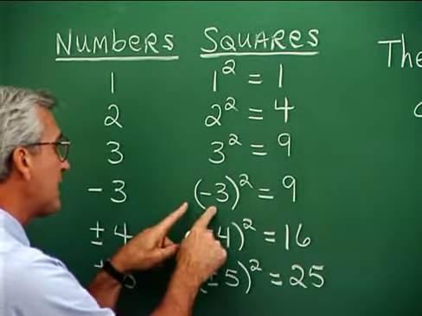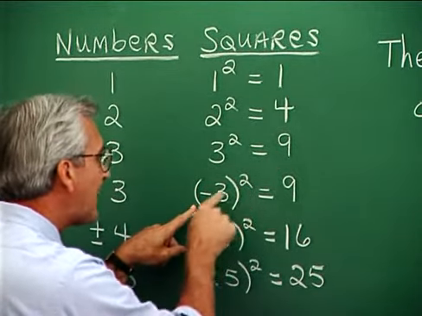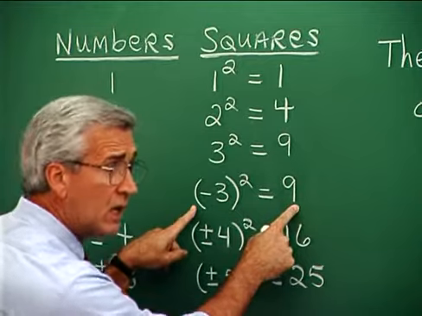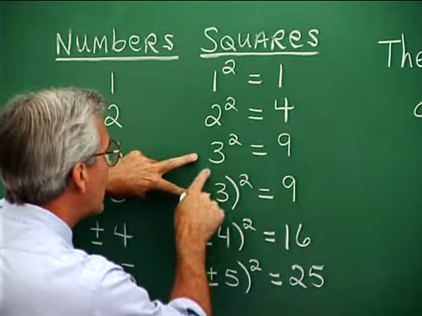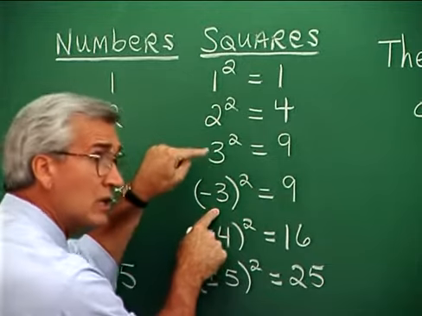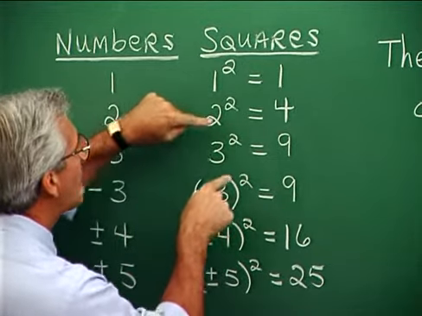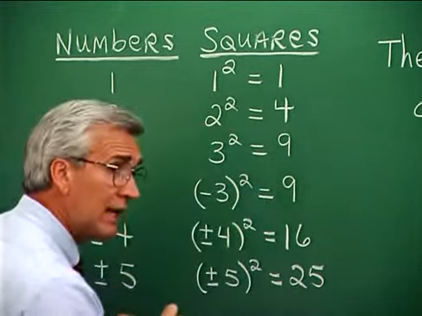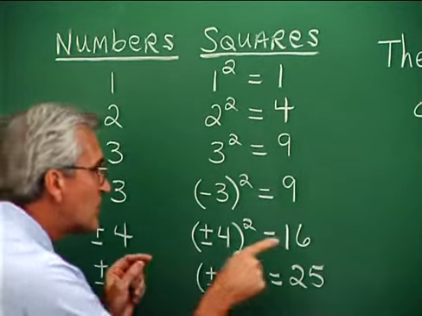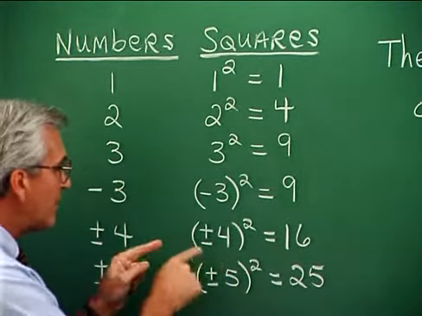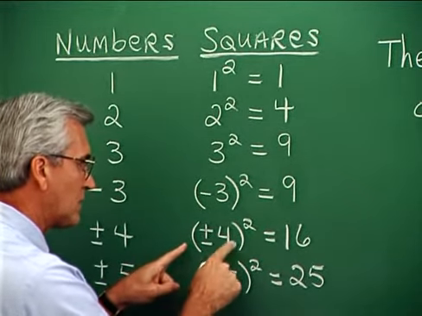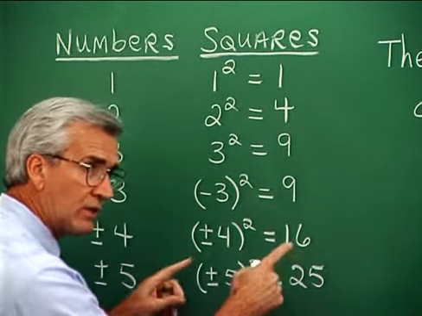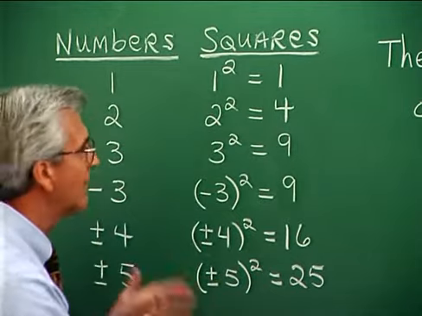We also notice that negative 3, when squared, 2 factors of negative 3, also gives 9. So 9 is the square of both 3 and negative 3, because when both 3 and negative 3 are squared, we get 9. And in that sense, 16 is the square of both plus and minus 4, because plus or minus 4 squared is 16. Plus or minus 5 squared is 25, and so on.